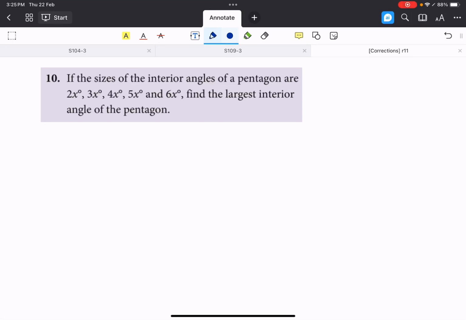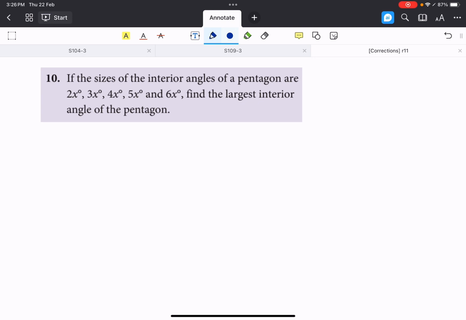Students, let's go. This is part 3 of review exercise 11, and we start by looking at the pentagon. Now, a pentagon is a 5-sided polygon, right? So this time around, the interior angles are given in terms of x, and we want to find the largest interior angle. Now, the largest interior angle naturally is going to be the 6x, right? So we're going to do that, but one step at a time, let's figure out what x is.